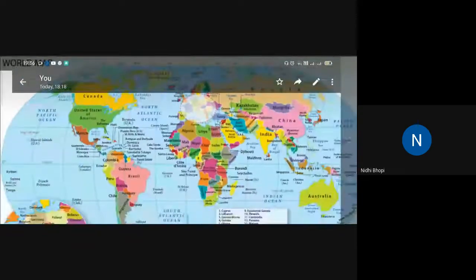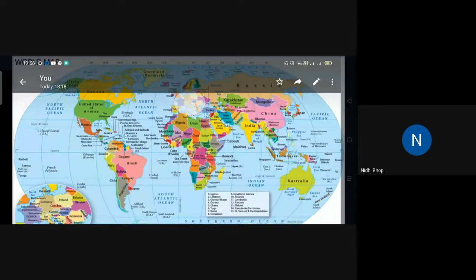Now when you look into this world map, आता हे आपल्याला चित्र दिसतात आणि तुमच्या मागे हा जो दिसतोय तो ग्लोब.